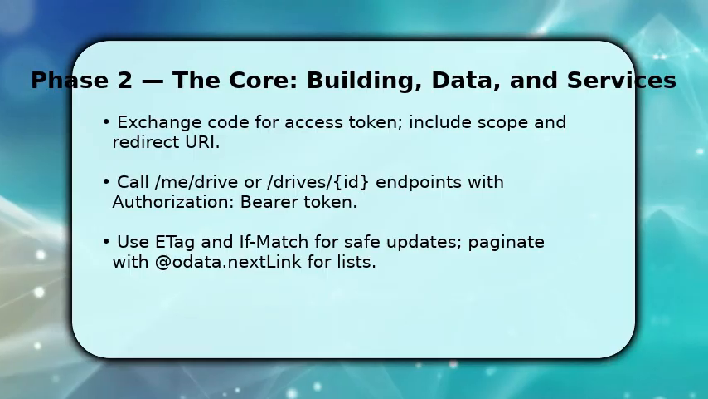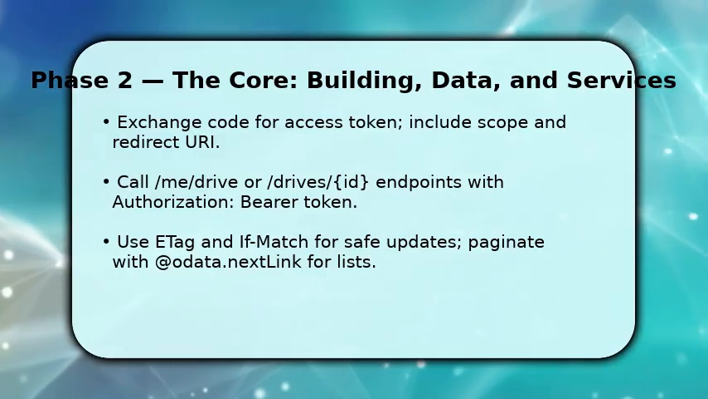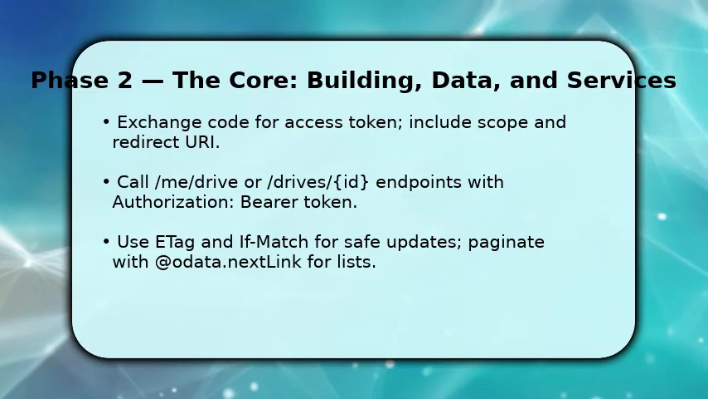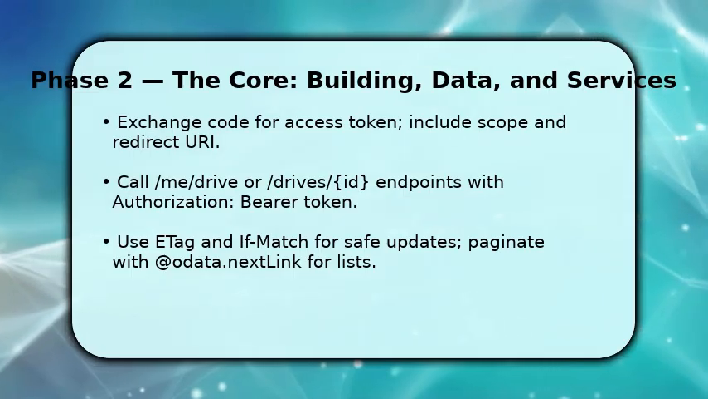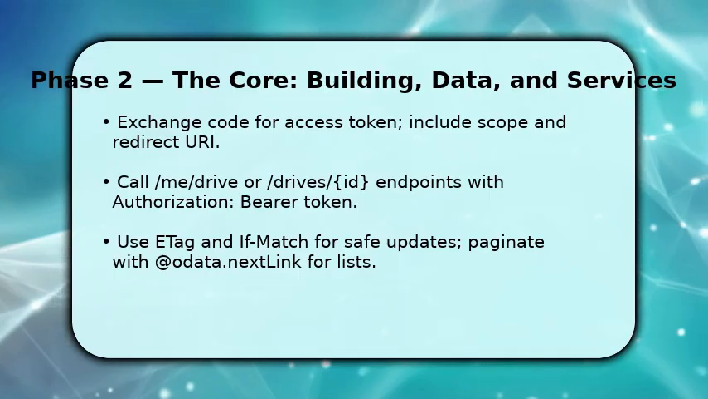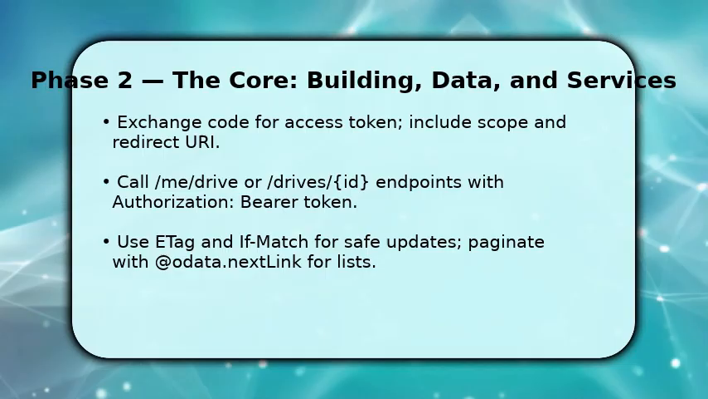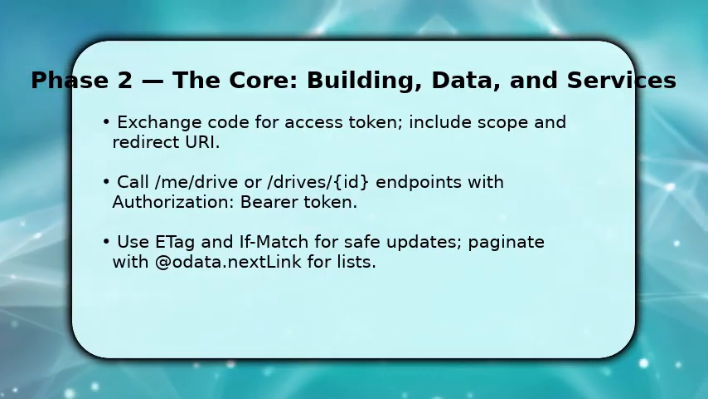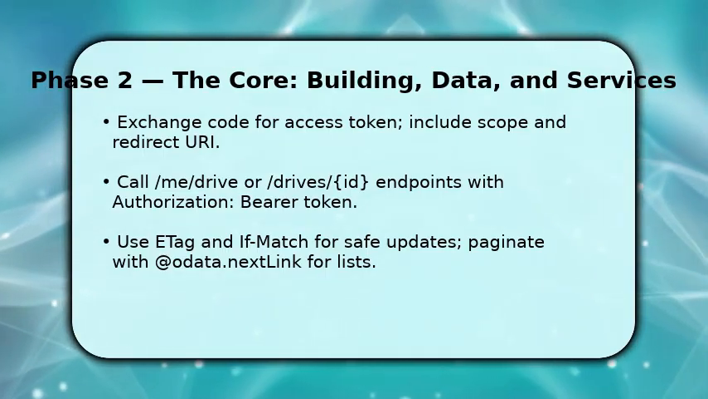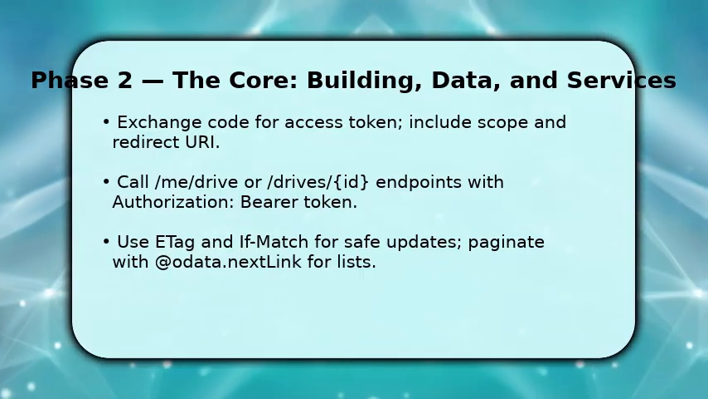Next, make requests to /me/drive or a specific drive ID to list root children. Include authorization, bearer token and headers. For uploads, use simple or resumable sessions depending on file size, and for updates rely on ETag with If-Match to avoid conflicts. Make sure to follow @odata.nextLink when results are paged.